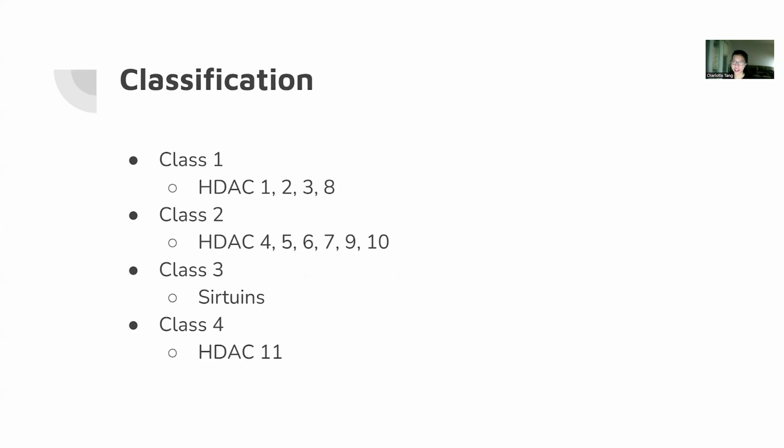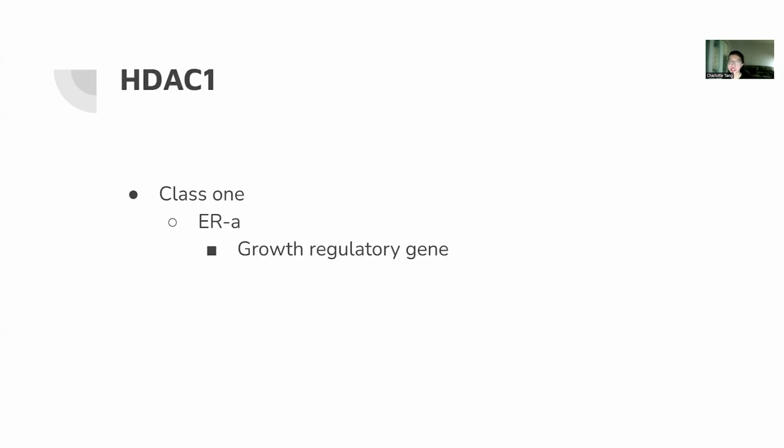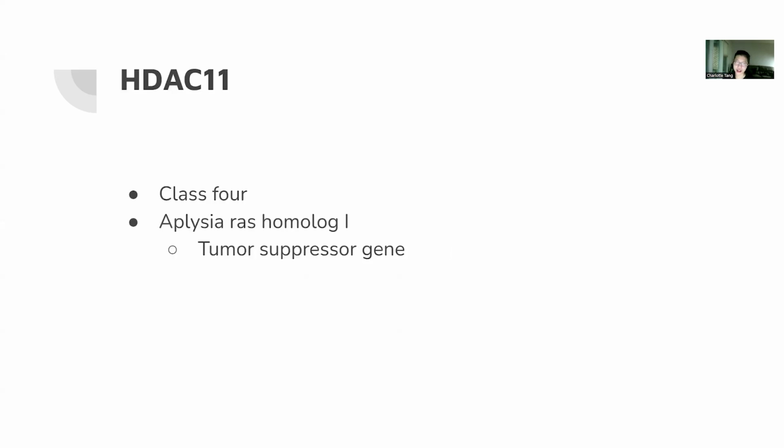So I wanted to mention that HDACs can control specific genes in some cases. For example, in the case of HDAC1, it controls a specific growth regulatory gene called ERA. And essentially when HDAC1 is overexpressed, it will oversuppress this growth regulatory gene, which allows breast cancer to really take root. Another example would be in the case of HDAC11 and a specific tumor suppressor gene called aplasia RAS hormone 1. Once again, if HDAC11 is overexpressed, it oversuppresses this tumor suppressor gene, resulting in more aggressive breast cancer, essentially.